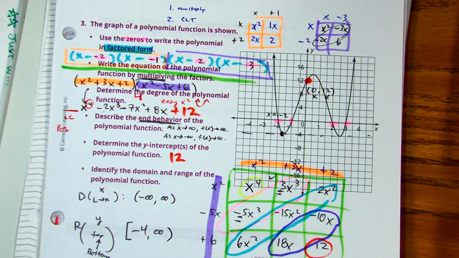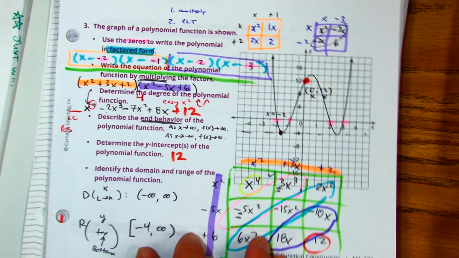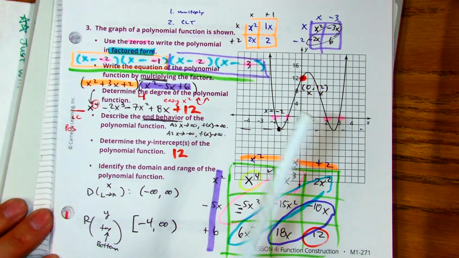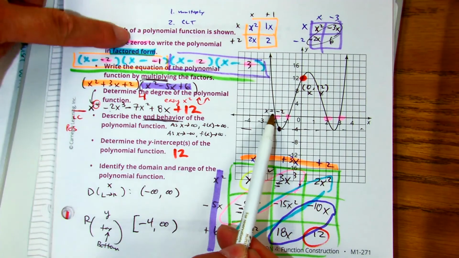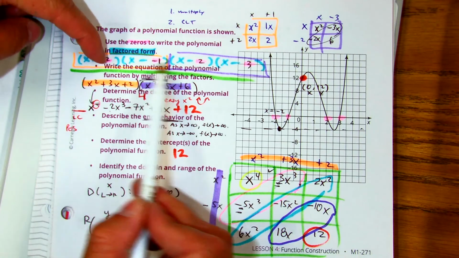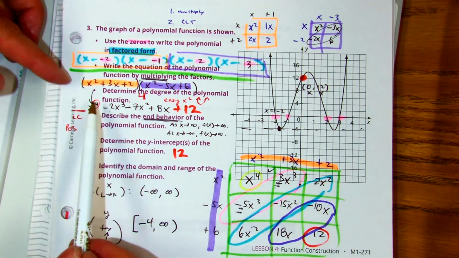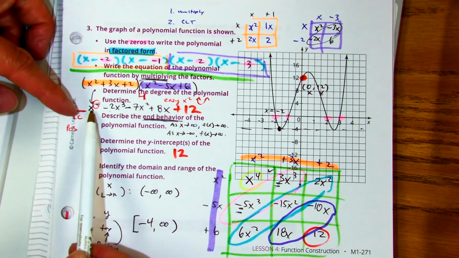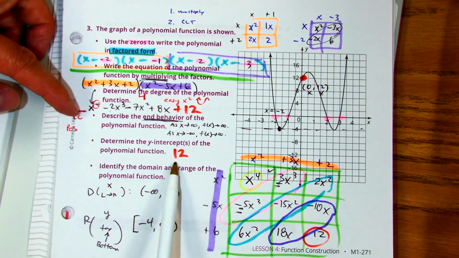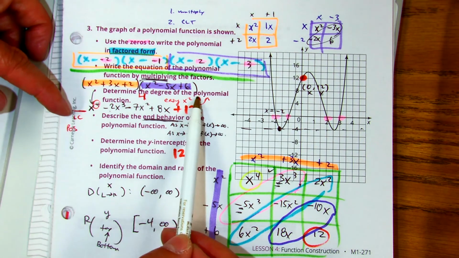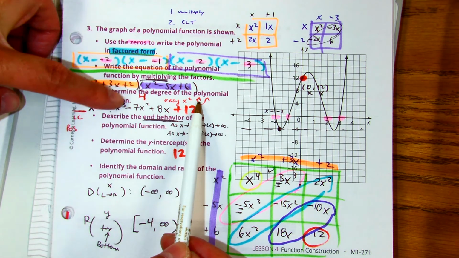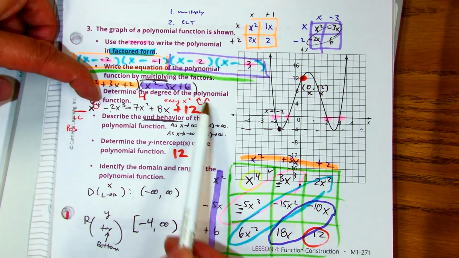So given the graph, let's summarize. I can get a bunch of clues. I can get the zeros. I can put it into factored form. I can multiply all of these out and now get standard form. Standard form tells me the y-intercept. It tells me where the arrows are based on the leading coefficient and the degree of the polynomial. And then you can also figure out domain and range.